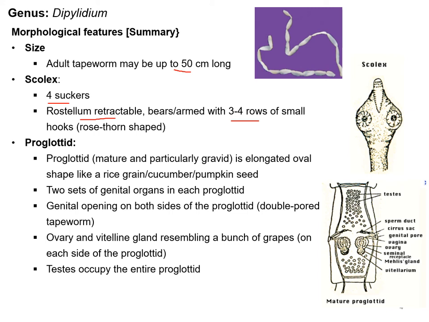And the proglottid, the mature and the gravid one, is elongated, and it looks like a rice grain or cucumber or pumpkin seed. And there are two sets of genital organs, one set here and another set here. Two genital openings, one here and another here. And you can see that this is an ovary, and just beneath the ovary there is a vitelline gland, and they resemble a bunch of grapes sitting on each side of this proglottid. And the testes occupy the entire volume of the proglottid.